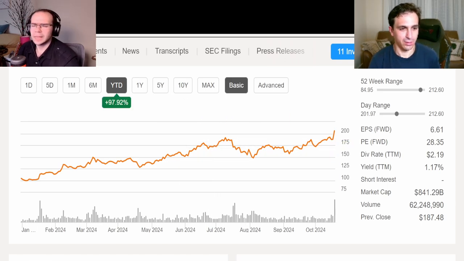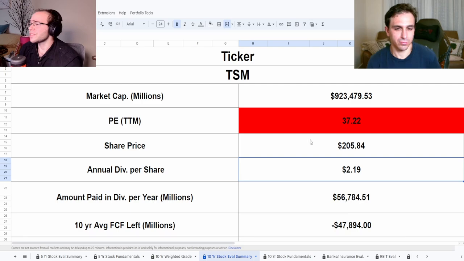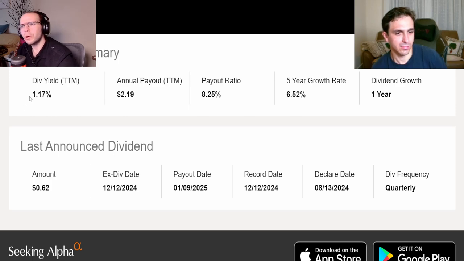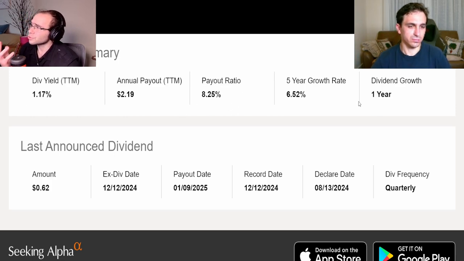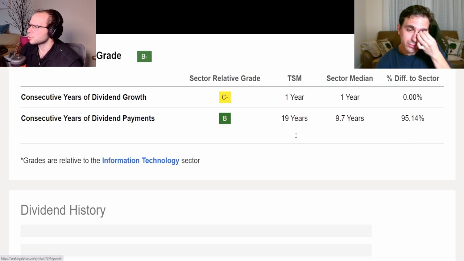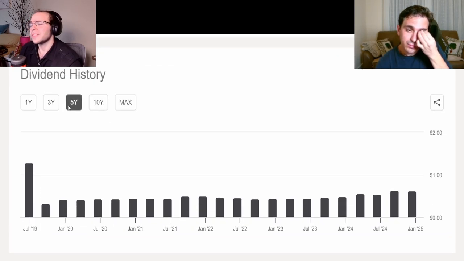So if we take a look now back over here, we can see that they do pay out a dividend of $2.19, which is a yield of 1.17%, a payout ratio of 8.25, really tiny. The five-year CAGR is only 6.5%. One consecutive year of dividend payment. If we take a look at that history, we can see that that's the reason why.